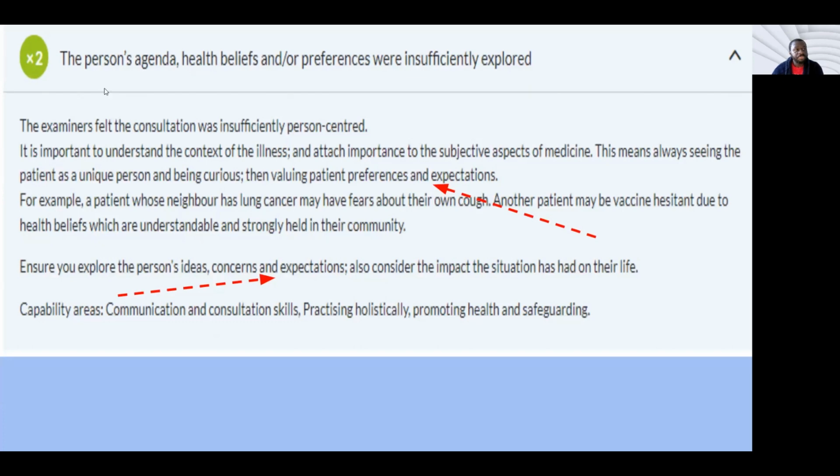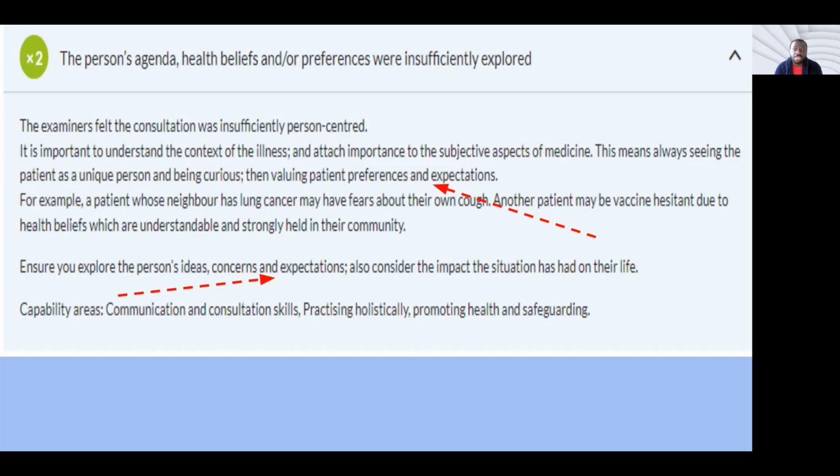The next one says, the person's agenda, the patient's agenda, health beliefs, and or preferences were insufficiently explored. And I've highlighted here with an arrow. It's important to understand the context of the illness and attach importance to the subjective aspects of medicine. This means always seeing the patient as a unique person and being curious. Then valuing patient preferences and expectations. For example, a patient whose neighbor has lung cancer may have fears about their own cough.